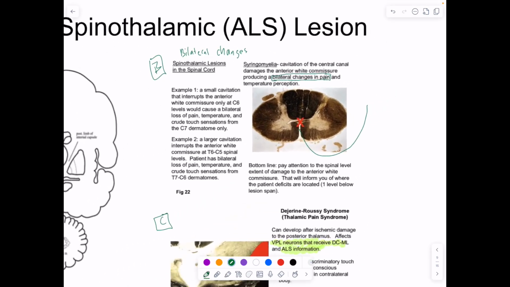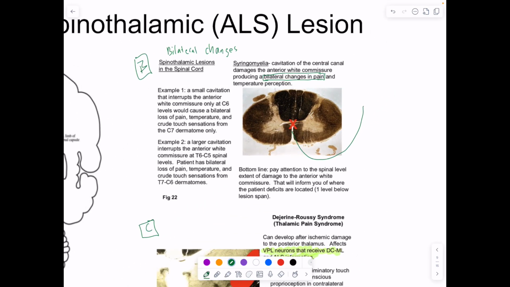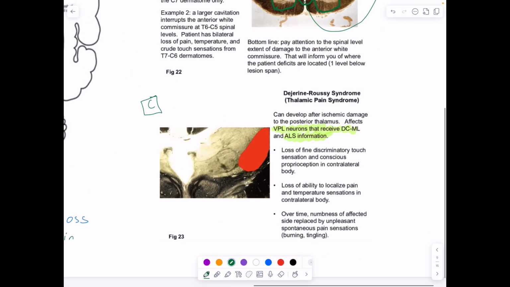Okay, so then if you wanted a bilateral, nobody wants this. If you have a lesion that affected the anterior white commissure, then you could get a bilateral change, right? Because you're having your second order axons passing through this region overall before they ascend in the anterolateral funiculi. Okay, here's just a syndrome, basically ischemic damage to the posterior thalamus.